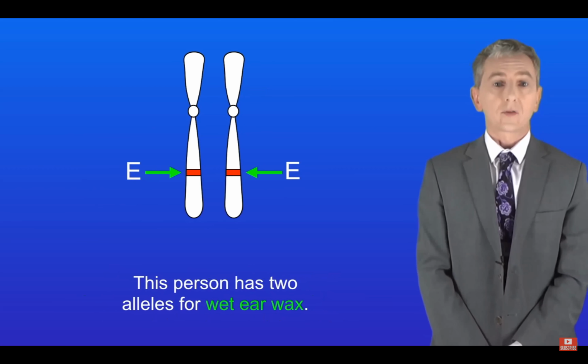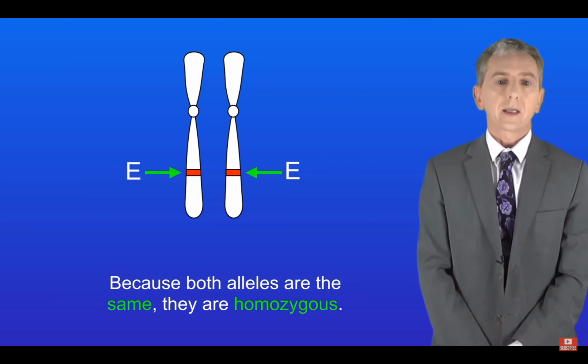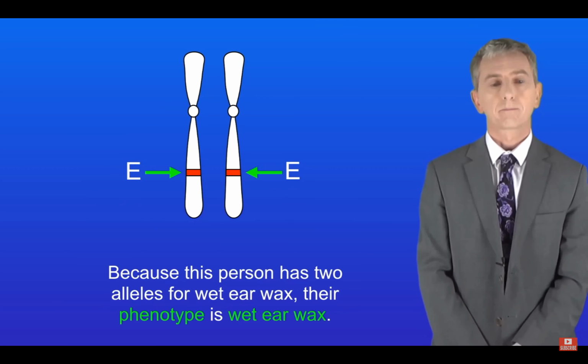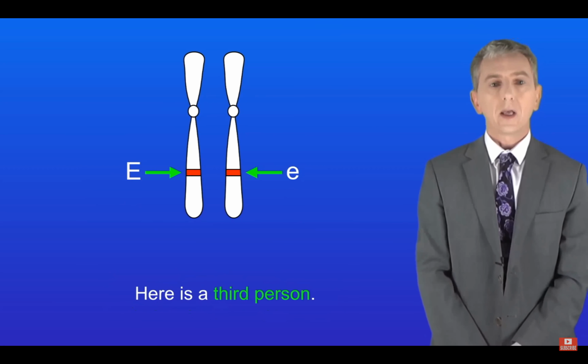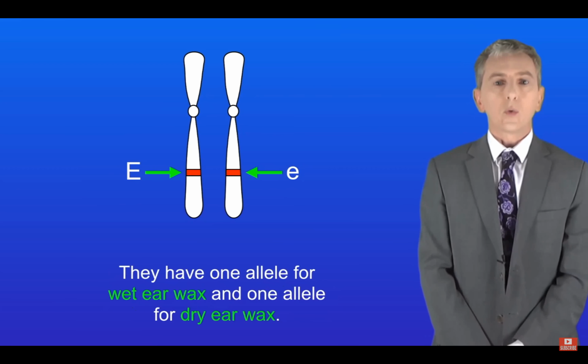Okay, this person has 2 alleles for wet earwax, so their genotype is capital E, capital E. And again, because both alleles are the same, they're homozygous. So because this person has 2 alleles for wet earwax, their phenotype is wet earwax. Okay, here's a third person. Their genotype is capital E, lowercase e. In other words, they've got 1 allele for wet earwax and 1 allele for dry earwax.